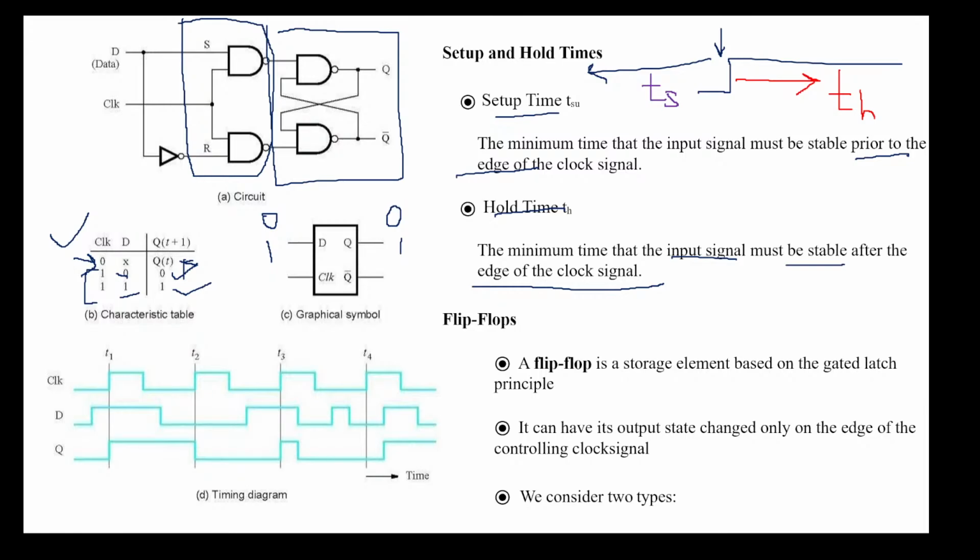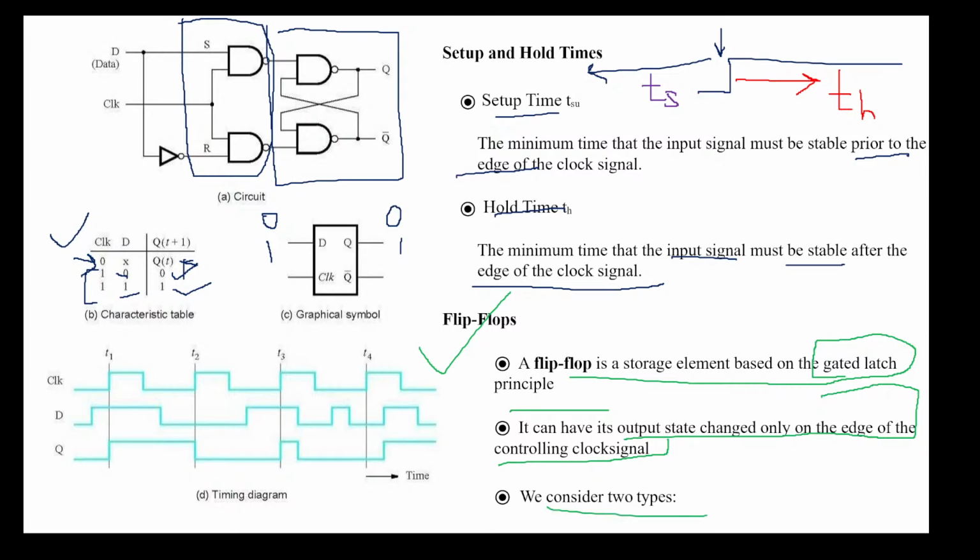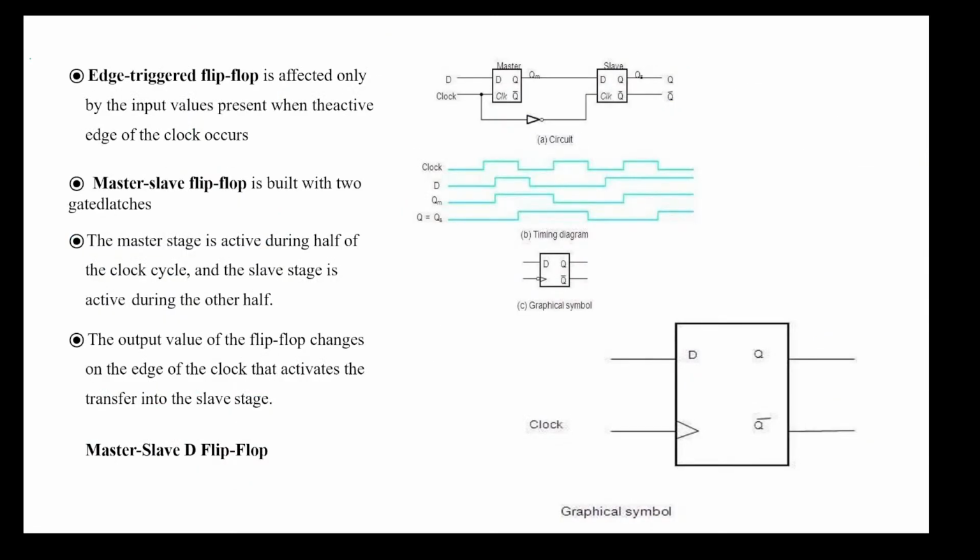Now let's move on to the next one. Flip-flops. Flip-flops are nothing but storage elements based on the gated latch principle. It can have its output state changed only on the edge of the controlling clock signal. I've already told you this. Now let's consider the two types. The very first one is called the edge triggered and the second one is called the master slave flip-flop.